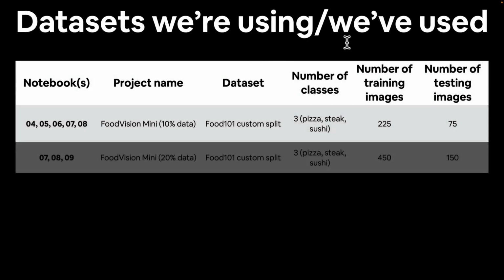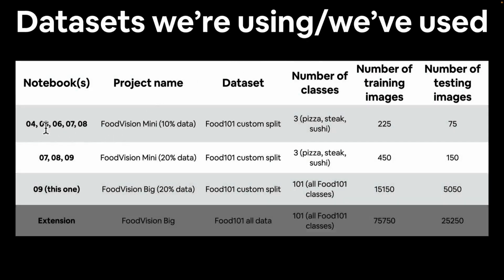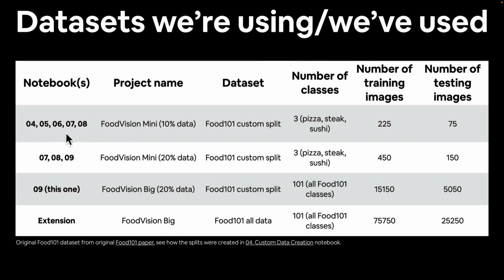So with that being said, I just want to give a quick overview of the data sets we've used throughout the course. This is the overall theme. Our motto is experiment, experiment, experiment. Not only with model size, we've been experimenting with data set size. So we kept our experiments small and quick for the majority of the start of the course. Only 225 training images and 75 testing images.